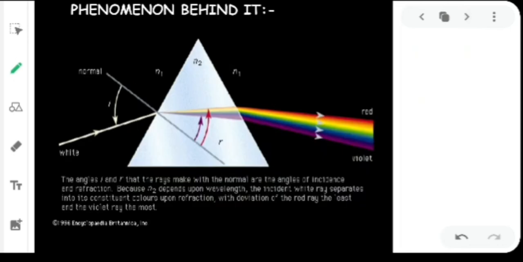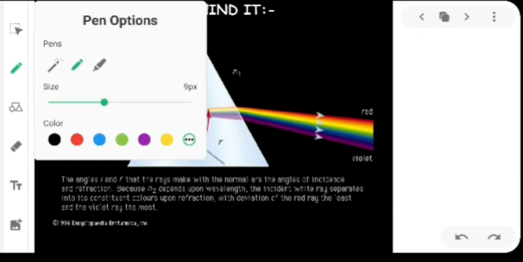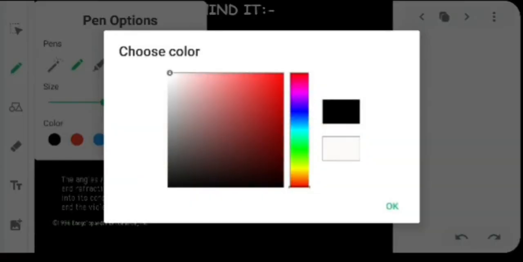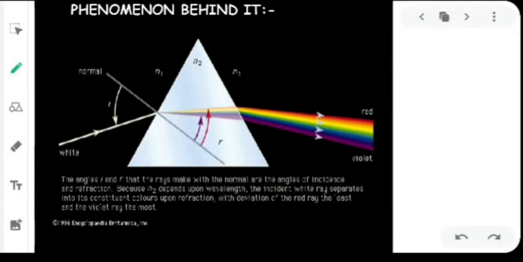When the ray falls on the normal, instead of going straight, it will bend a little. Suppose a white light is entering over here. Instead of going straight, this light gets bent.